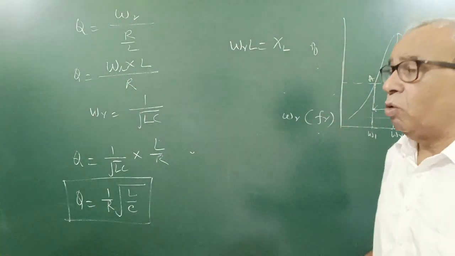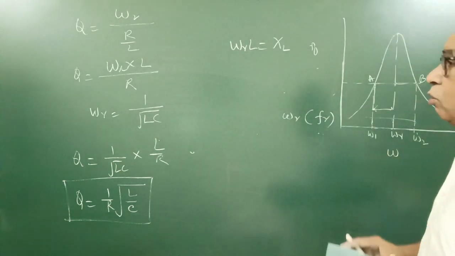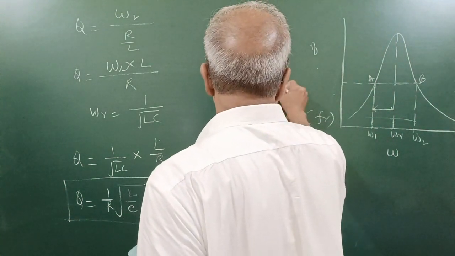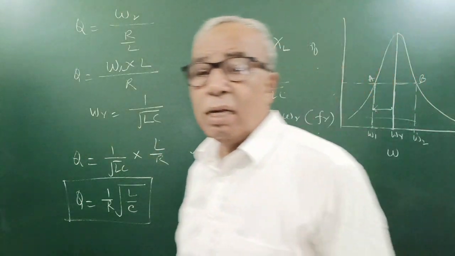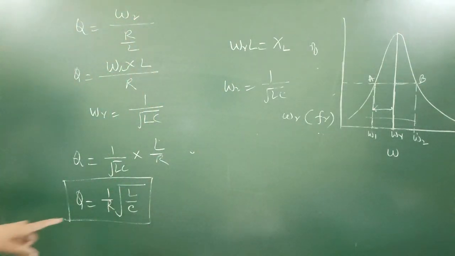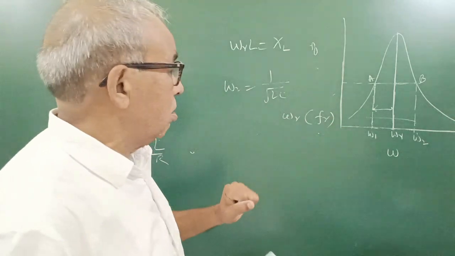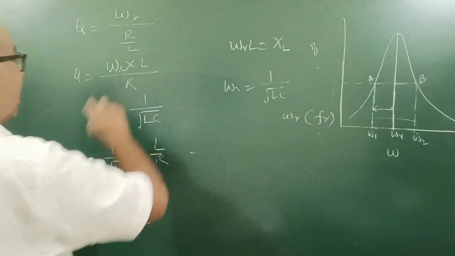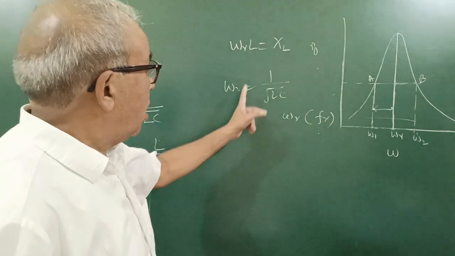For given values of L and C, the resonant frequency omega r is equal to 1 upon root LC. For a given signal, omega r is fixed. So how can we improve the quality factor? By decreasing R only. If you change L or C, you might say, sir, it is omega r into L, let us decrease L so that Q becomes smaller, but if you change L, omega r will change.